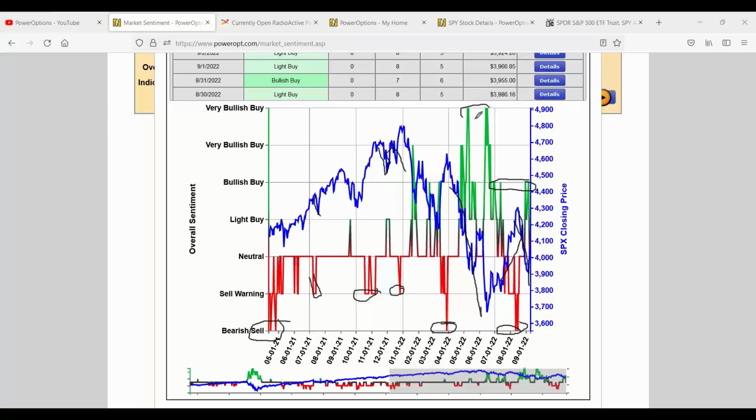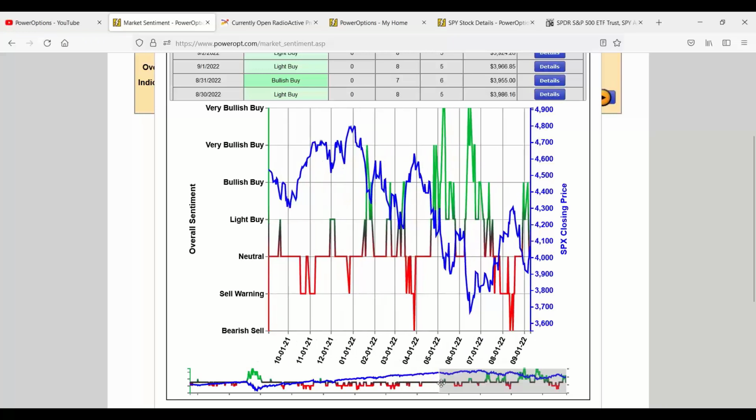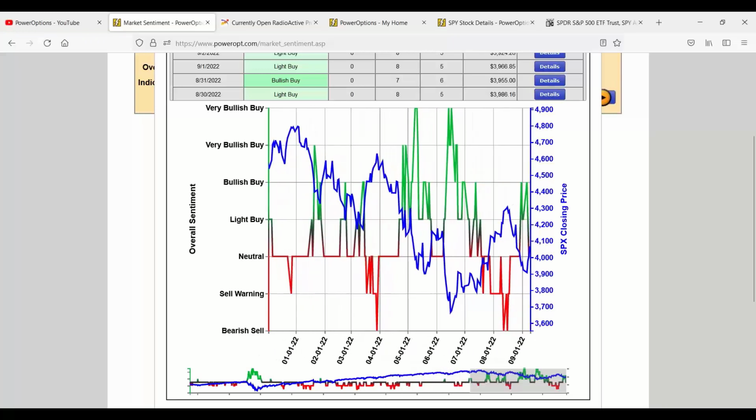But these 2 warnings here, this was on the path until Powell spoke again, 6/9 to the 13th. But then these very bullish signals that happened here in July, or starting at the end, I'm sorry, of June 15th and 14th, if I am not mistaken. Let's get a little bit closer there.